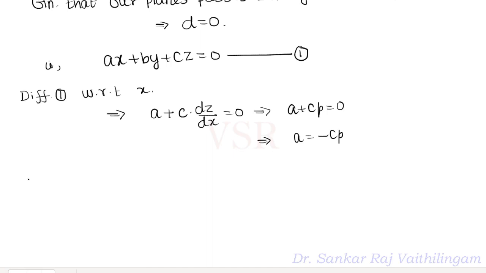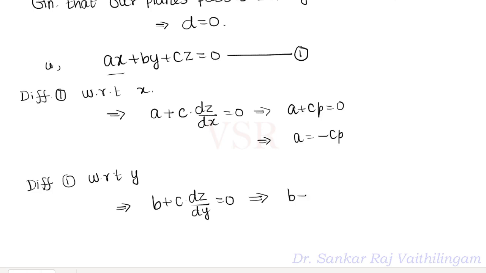Then similarly, what am I going to do? Differentiate 1 with respect to y. What do we get when differentiating with respect to y? This becomes 0, and only this remains. So b plus c times dz divided by dy, which is equal to 0. So that must imply that b plus cq is equal to 0. So this implies that b is equal to minus c times q.